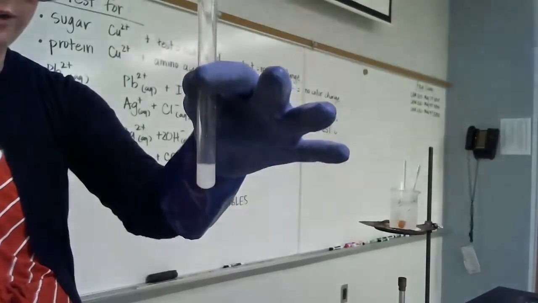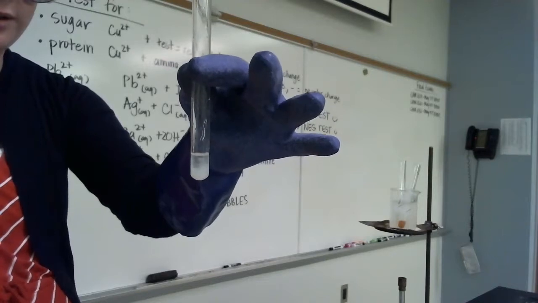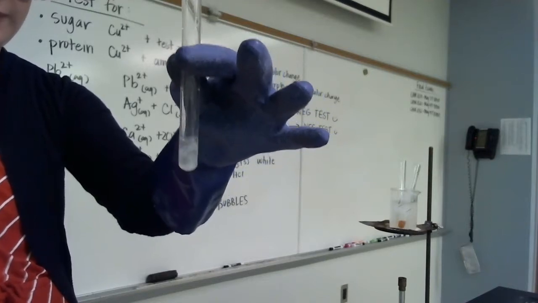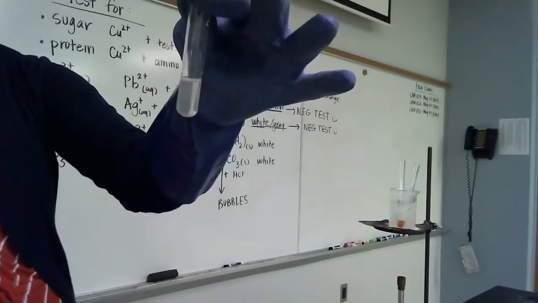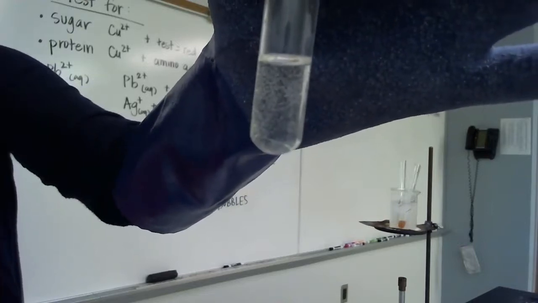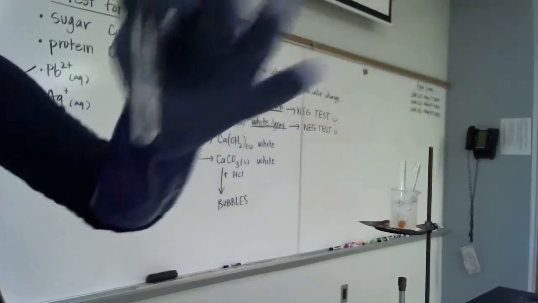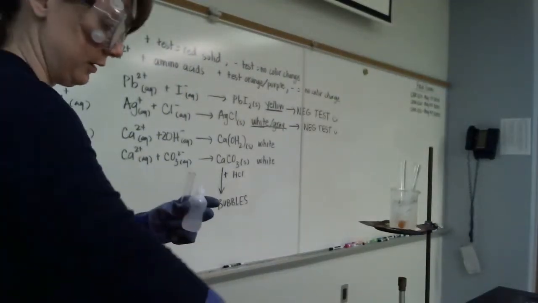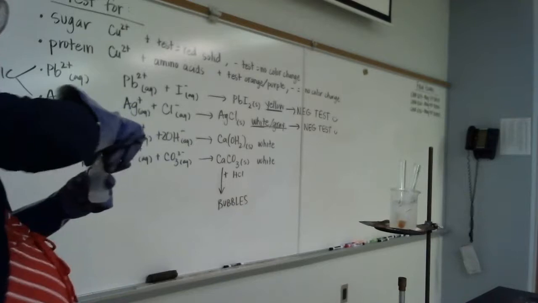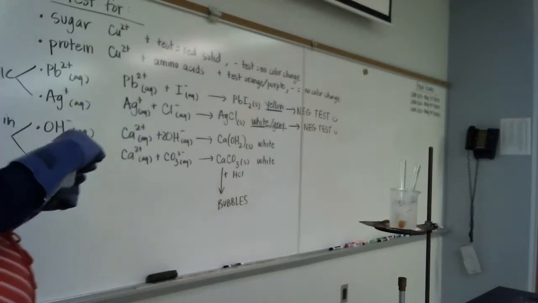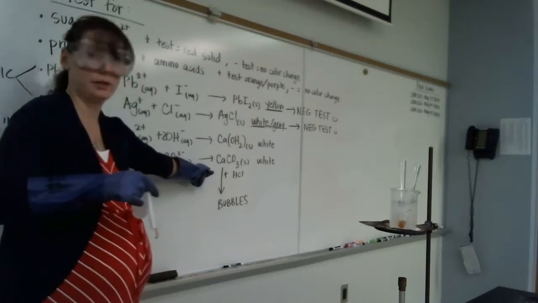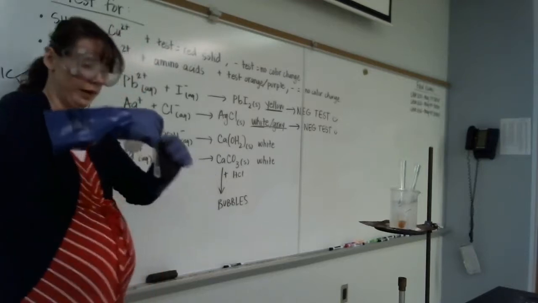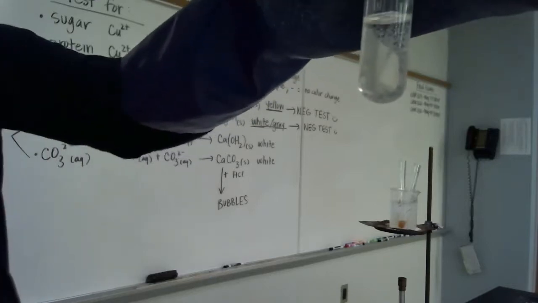Now there are a lot more analytical ways that you could test for this. Can you see? We're getting bubbles in there. What we're doing is we made carbon dioxide gas. So that white precipitate definitely is a positive indicator for calcium carbonate, right? Because when we add strong acid, we got bubbles. They're very easy to spot.